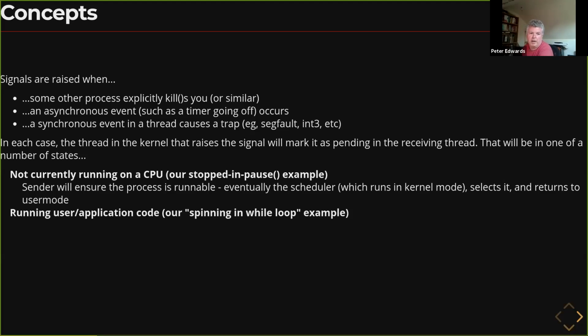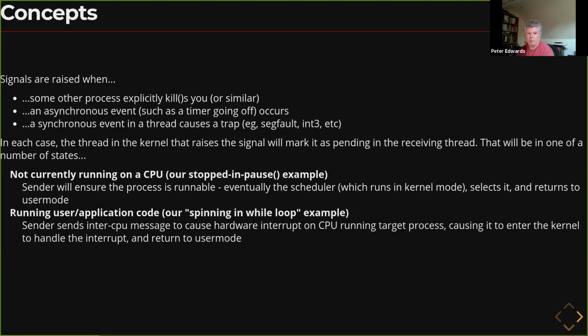The other case is when you're running, like in our while loop before. At that point, your process is currently running executable code. Some other thread has come in and decided to send it a signal. So in that case, one CPU will send an inter-CPU message to the other, and that causes an interrupt. And again, the process will, when it's returning into user mode, invoke the signal handler.